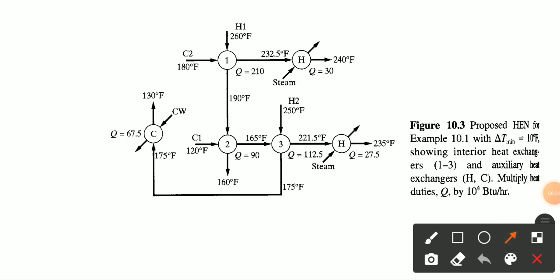If first one is a first one, second one, third one. Okay, on this side hot phases heat exchanger, on this side cold phases. Right, their values are given separately.